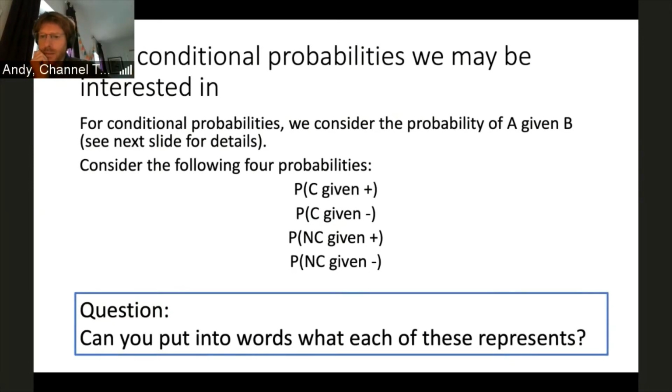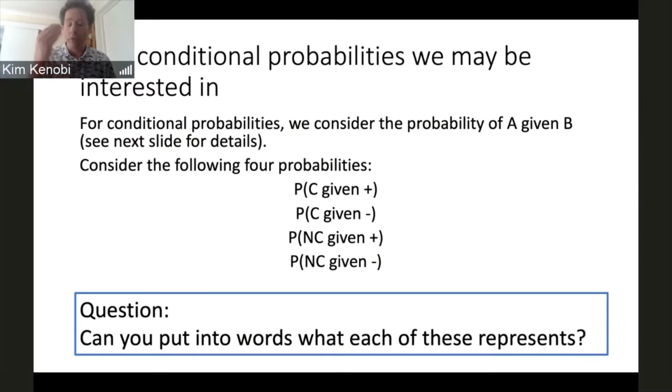P(C given plus) means the probability you actually have COVID given you have a positive test result. Perfect. That's exactly right. We'll stop there because that's the main one I want to focus on. So what's the probability you have the disease given that you've obtained a positive test result? And you could translate the other ones similarly. But we're going to focus on that first one, the probability of the disease given a positive result.